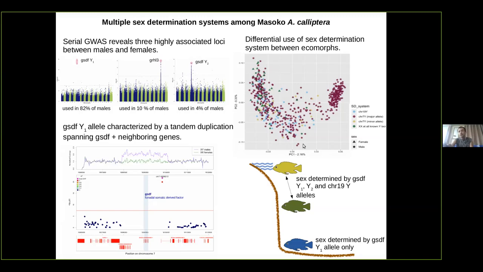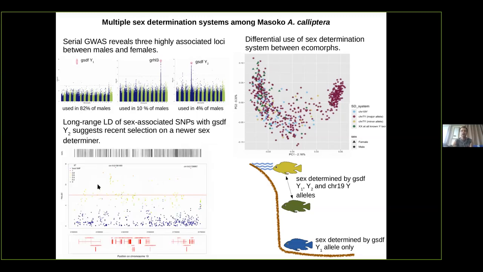The interesting thing is that it's a sex determination system that is exclusively used in the benthics, versus the littorals, which use that system plus the two others. So the other, there's another one, a GSDF, that is not associated with any kind of structural variant, the other sex-determining allele, which is also an XY system, and another XY system on chromosome 19. And so all three are used in the littorals, but only the duplicate GSDF gene in the benthics.